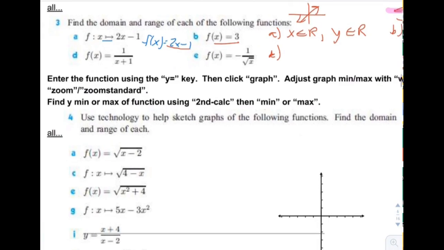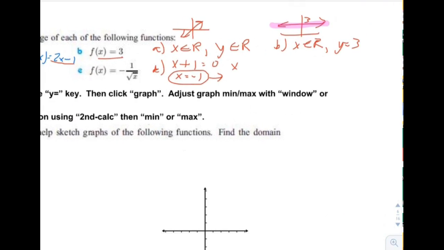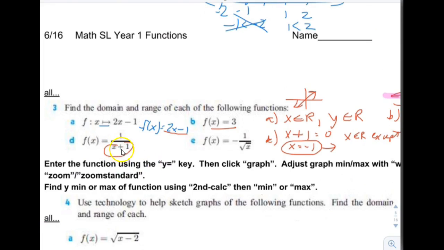Okay, and now we're going to do D. 1 over 1 plus x, or 1 over x plus 1. So x plus 1 cannot be 0. That would be bad, right? So let's see, when is x plus 1 equal to 0? Well, when x equals negative 1. We're going to subtract 1 from both sides. So what's our domain? Our domain is going to be x is all real numbers except x is not equal to negative 1.